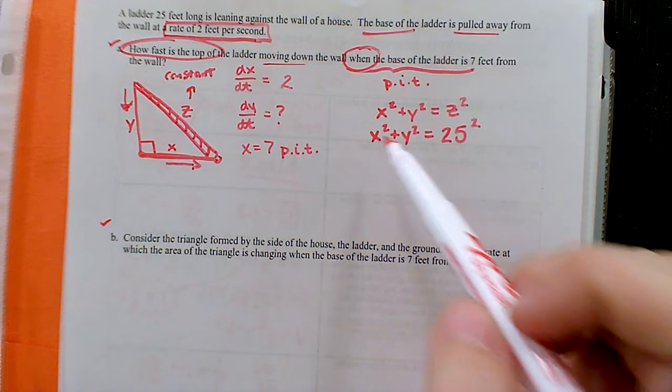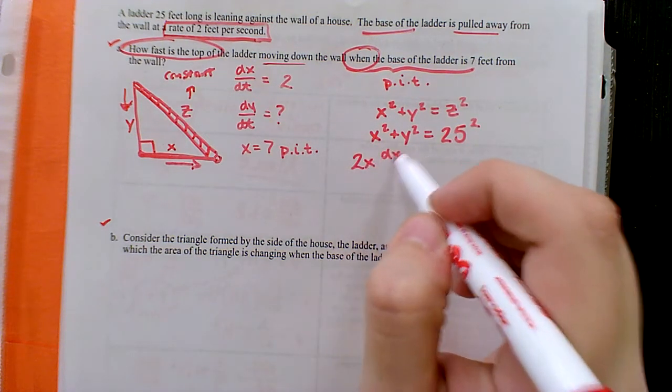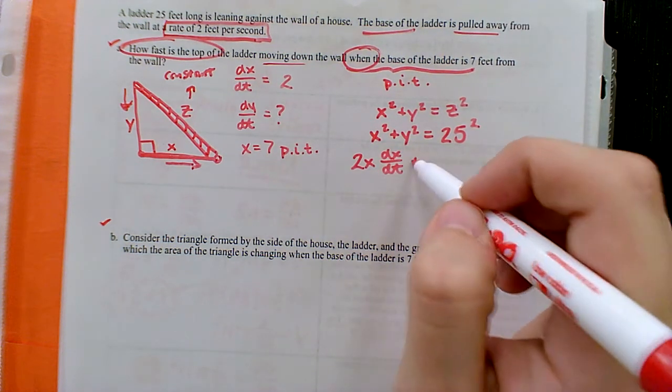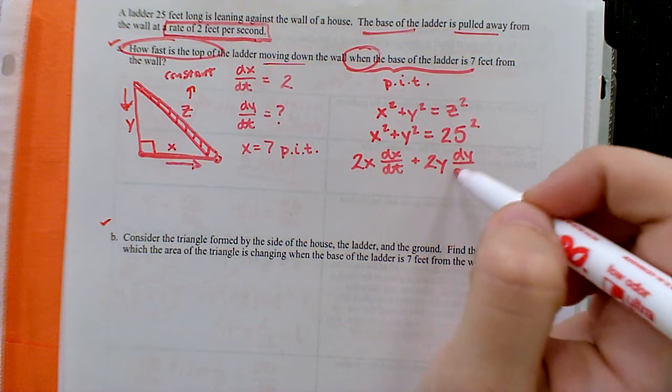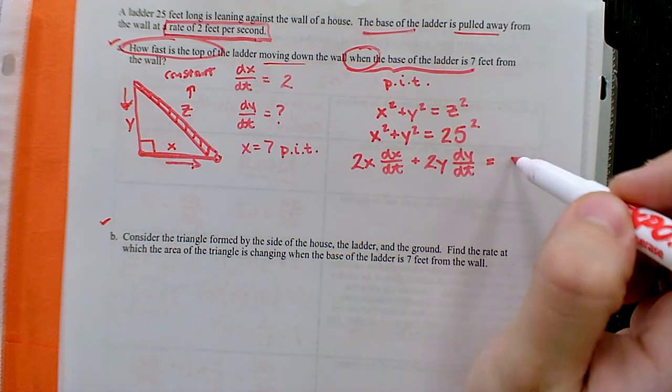With respect to time, derivative of x squared, 2x dx over dt. Derivative of y squared with respect to time, 2y dy over dt. Derivative of 25 squared, 0. That's a number, right?